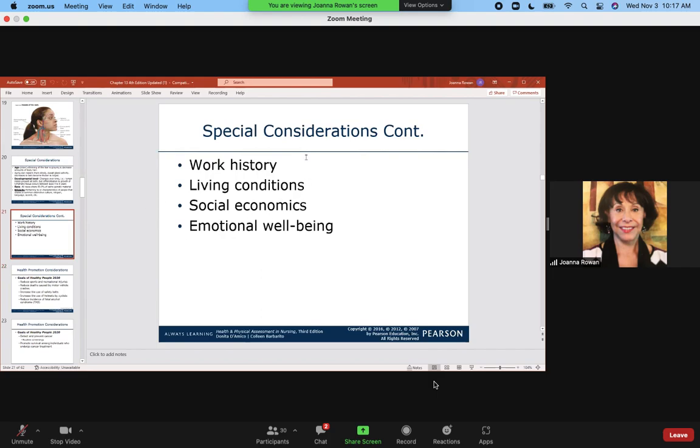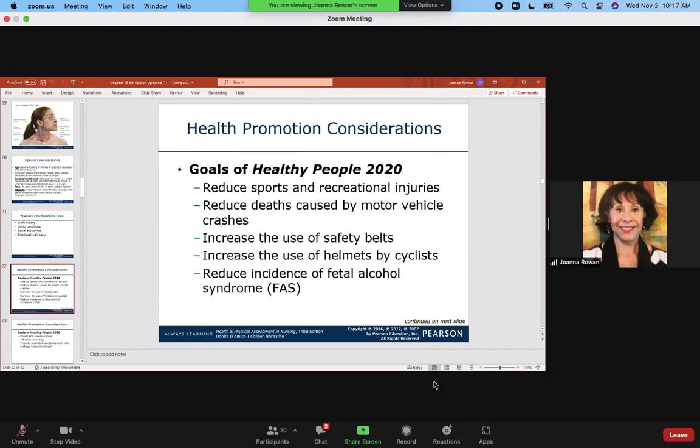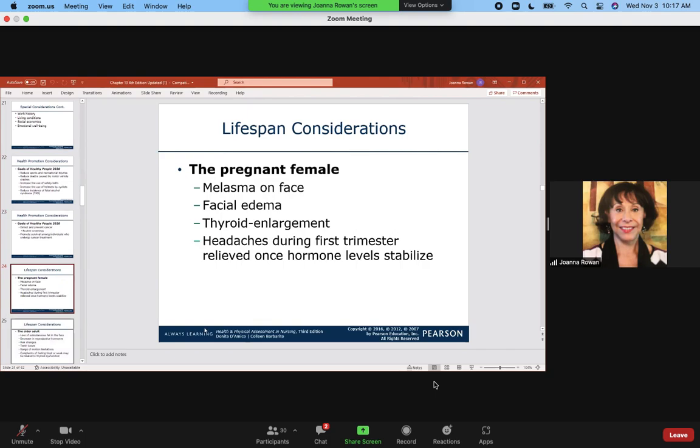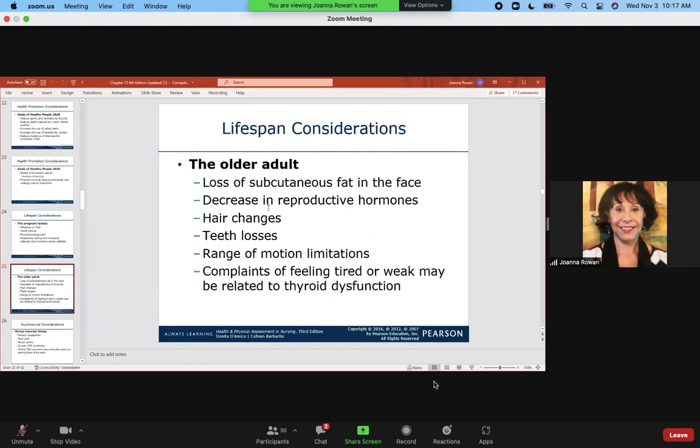Of course, the work history, the living condition, the socioeconomics, and emotional well-being will impact all of these structures. Healthy People 2020 aims to reduce sports and recreational injuries. This is just nice to know. At the moment, nice to know. Melasma in pregnant women. Older adult: loss of subcutaneous fat in the face. This is what will happen as the patient grows older. Decrease in reproductive hormones.